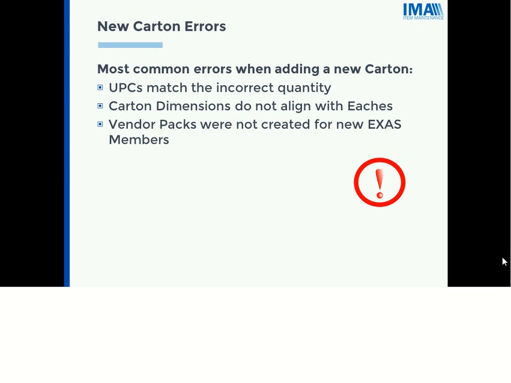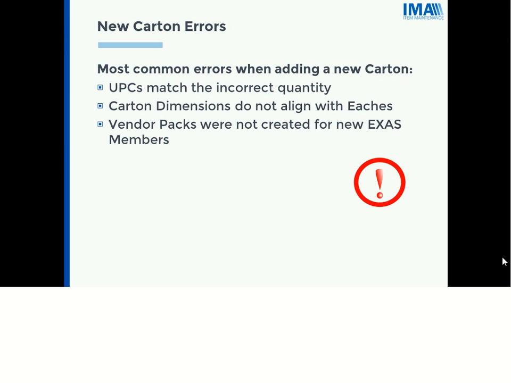Another error would be that the carton dimensions do not align with the eaches. So if you have a carton already set up for a 6-pack and you're setting up a new carton for a 10-pack, those carton dimensions have to still line up with the eaches that are inside of them. It's not going to be the same as the 6-pack. It's going to be bigger. It has to be bigger. So that's another common error that does happen when vendors try to create new carton configurations.